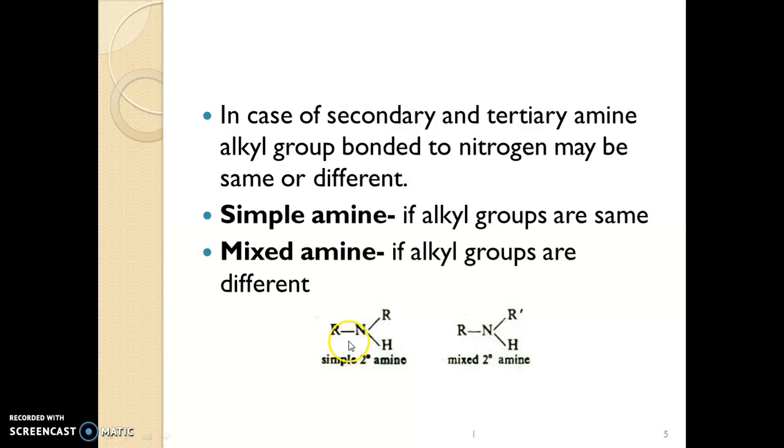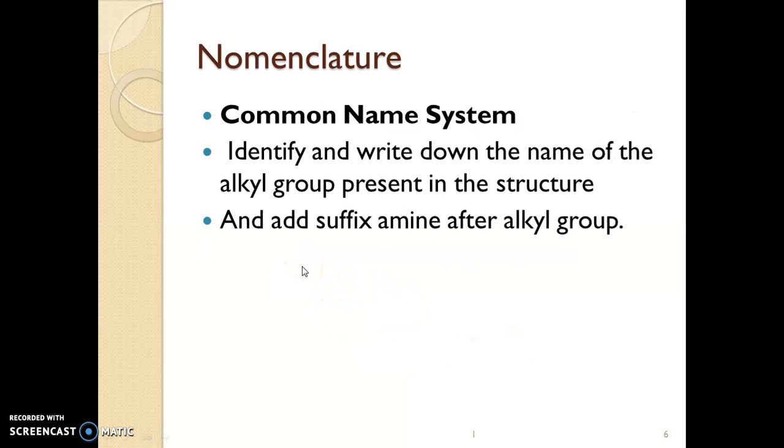this is the first structure in which the 2 alkyl groups attached to the nitrogen are the same. First is R, second is R. But in this structure, these 2 alkyl groups are different. The first one is R and the second one is R dash. So if the alkyl groups attached to the nitrogen are the same, they are called simple amines, and if the alkyl groups attached to the nitrogen are different, then it is called a mixed amine.